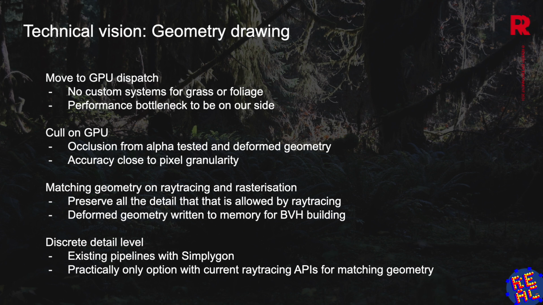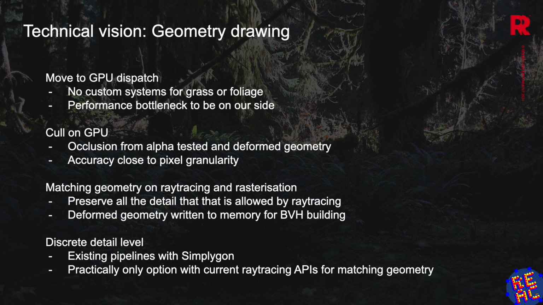We had been using CPU-based culling since the original Alan Wake, and that pipeline just did not work with alpha testing or deforming geometry. So the GPU-driven approach felt like a very good match for dense primordial forests.